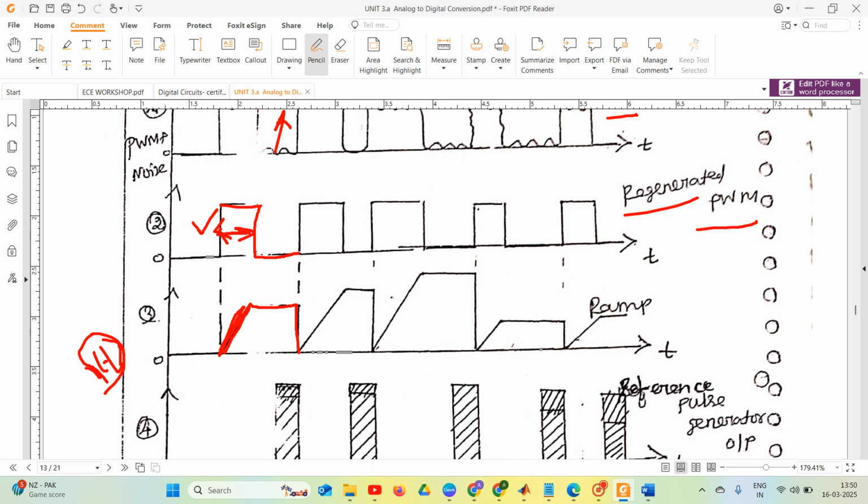See here, for this pulse width, the height of the ramp is bigger, somewhat lengthier. For this pulse width, the height of the ramp is somewhat higher when compared to this one. This width determines the height of the ramp. So the ramp generator generates the ramp signal based on the pulse width of the regenerated PWM signal.